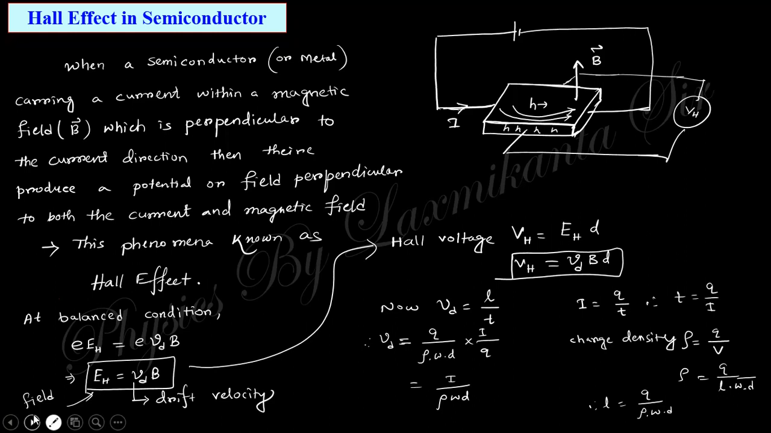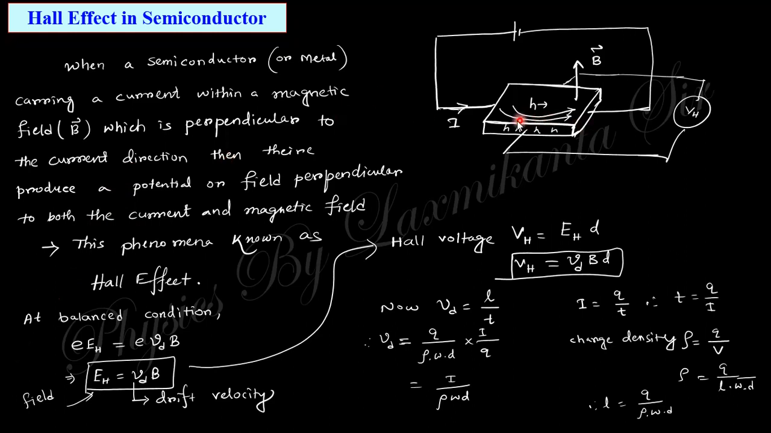Now we come to the Hall effect. In today's theory, we already discussed the Hall effect in metal, because in metal there is only one carrier, that is electron, so the Hall effect is present due to only electrons. But in case of semiconductor, there are both types of carrier, electron and hole. That's why there is some modification in the Hall effect.